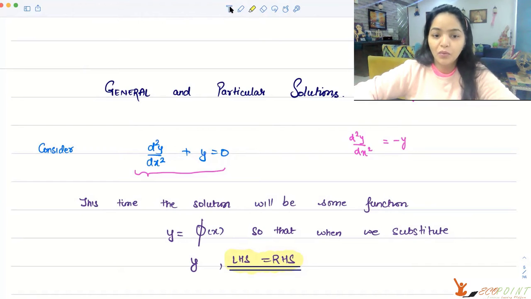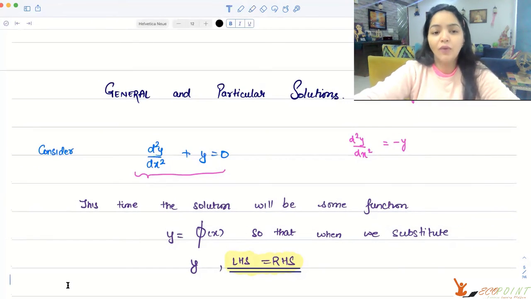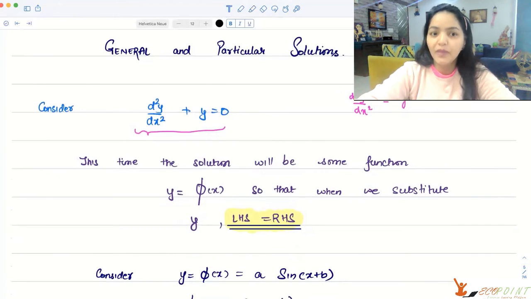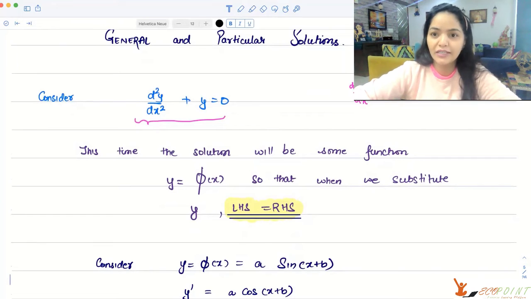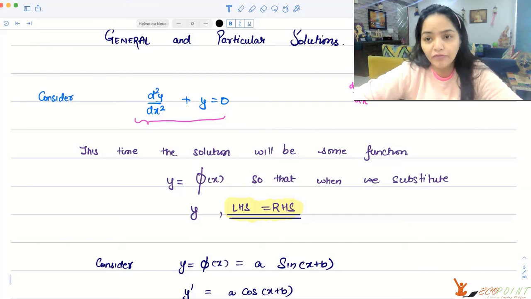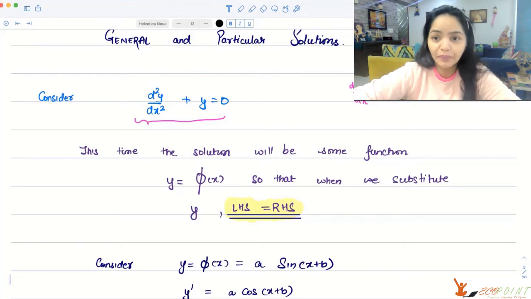Now, what's the case here? I have a situation where d2y upon dx square plus y is equal to 0. Right now, we're just trying to dig down into what a solution essentially is. Then we'll get on to the methodology also. But now just imagine if this y was a times sine of x plus b. I'm involving a and b here so that you get a generalized form, okay?